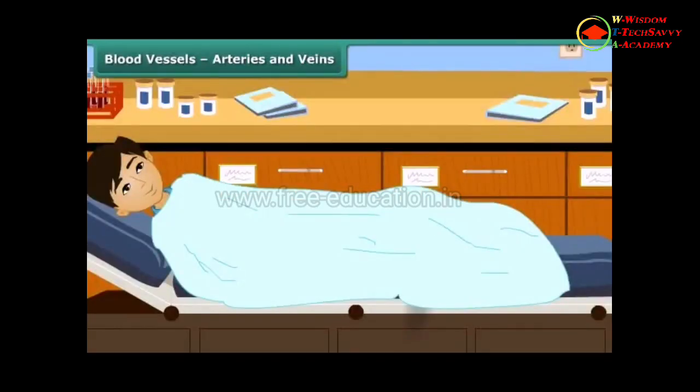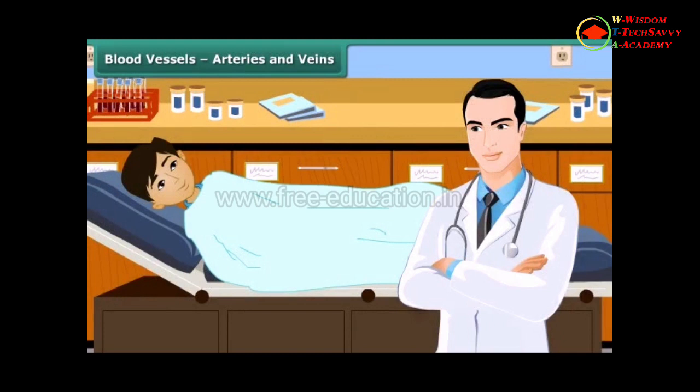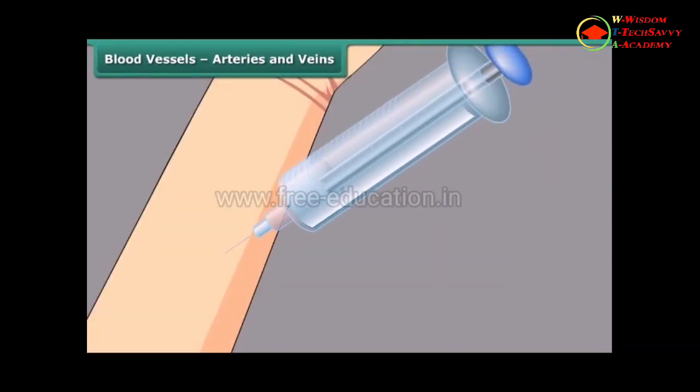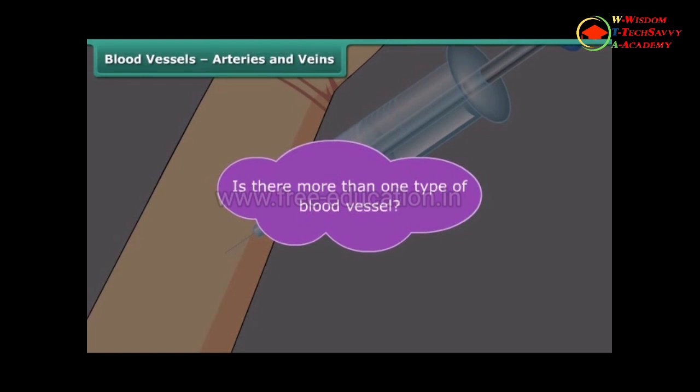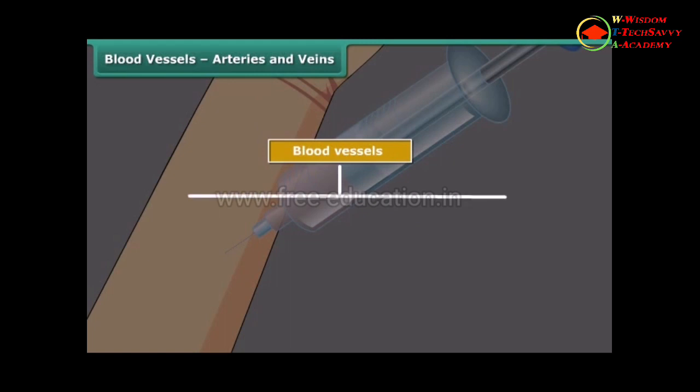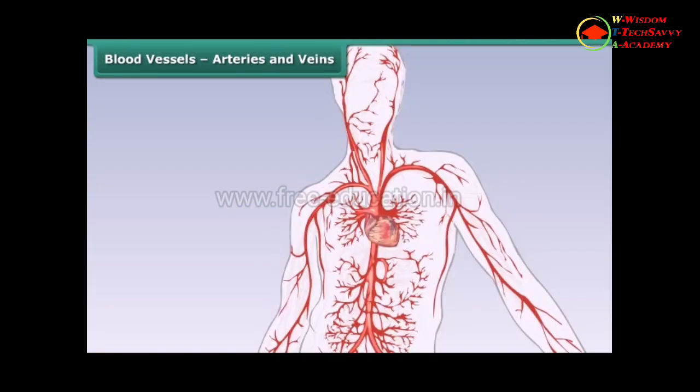Once when Rahul was unwell, his doctor recommends a blood test. The technician collecting blood samples first checks for a particular kind of blood vessel to prick and collect the blood. Is there more than one type of blood vessel? Yes. There are three types of blood vessels in our body: arteries, veins, and capillaries. Arteries are blood vessels with thick walls.